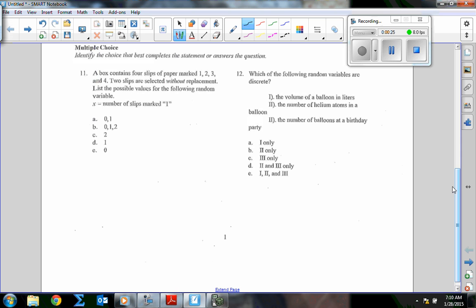Number 11 on this form said a box contains 4 slips of paper marked 1, 2, 3, and 4. 2 slips are selected without replacement. List the possible values for the following random variable. X is the number of ones that you pull out. So you've got a box, and it's got that paper in there, and you're going to pull it out. So the first one, I could pull out a 1, a 2, a 3, or a 4. I don't know which one I get.